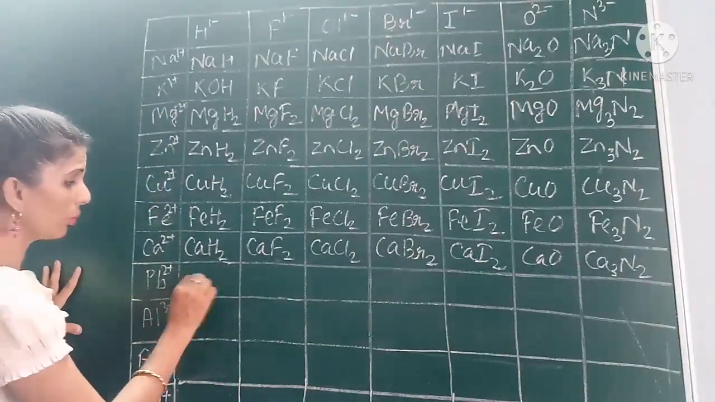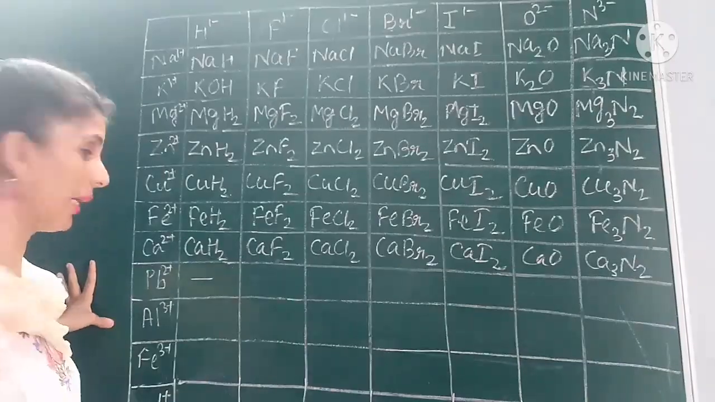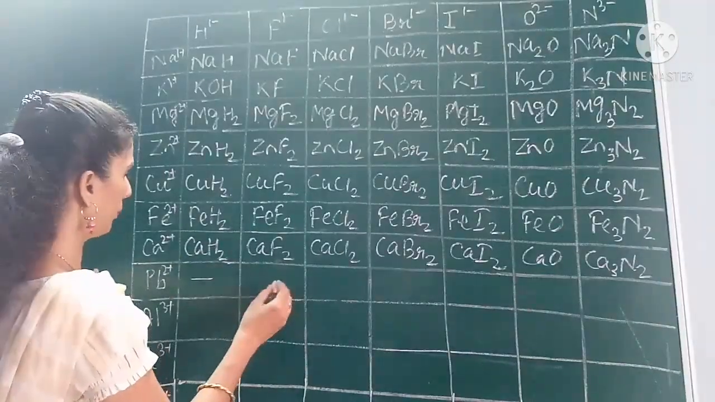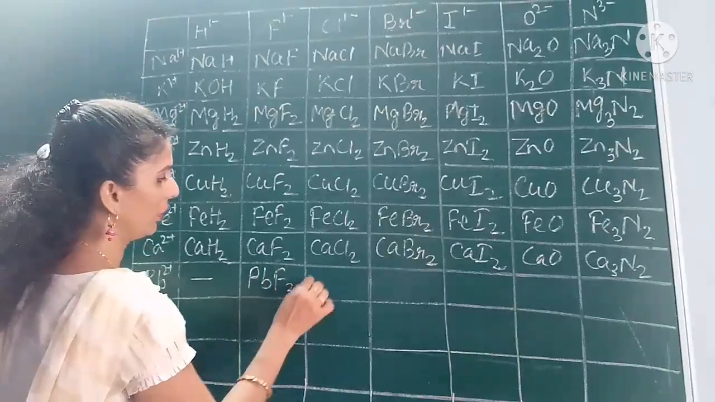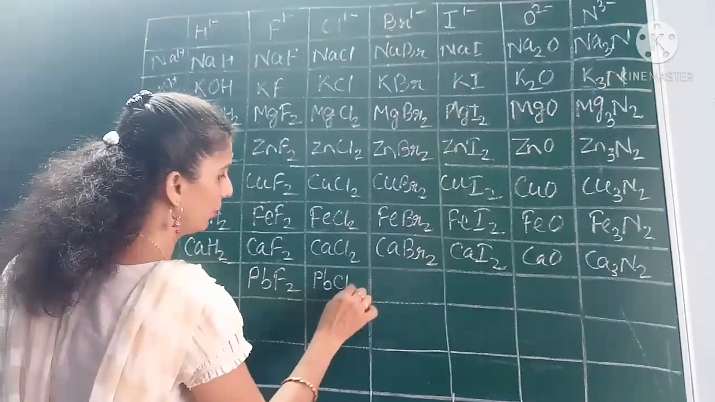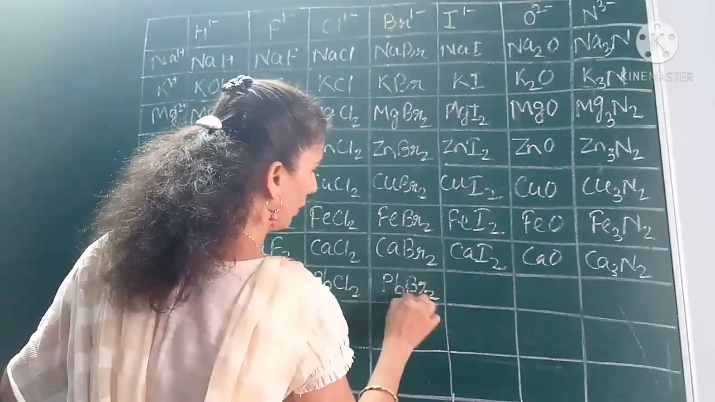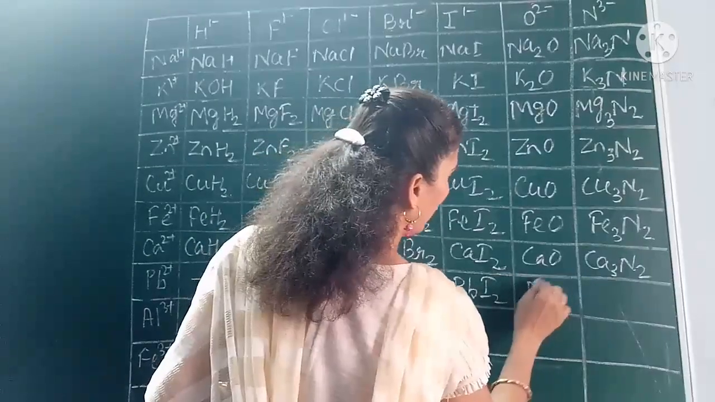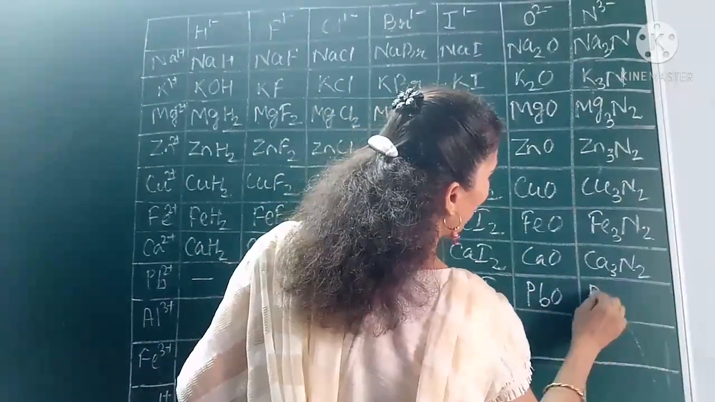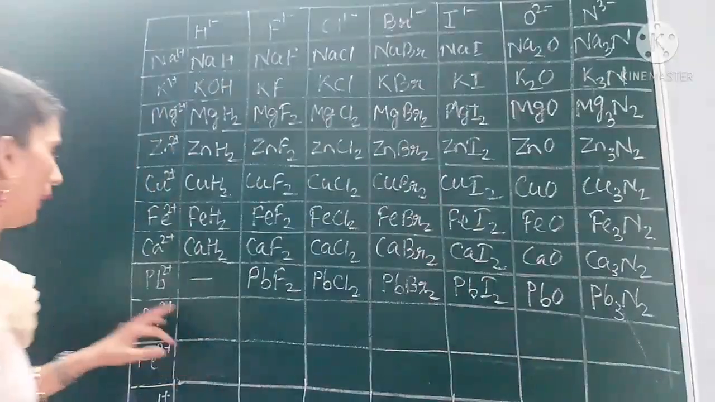Pb, don't write the hydride because it is a complex hydride. It will form in another way. So here is PbF2, PbCl2, PbBr2, PbI2, PbO, Pb3N2. Al.